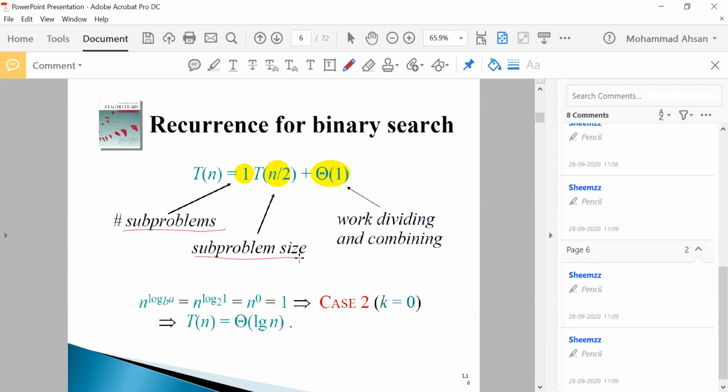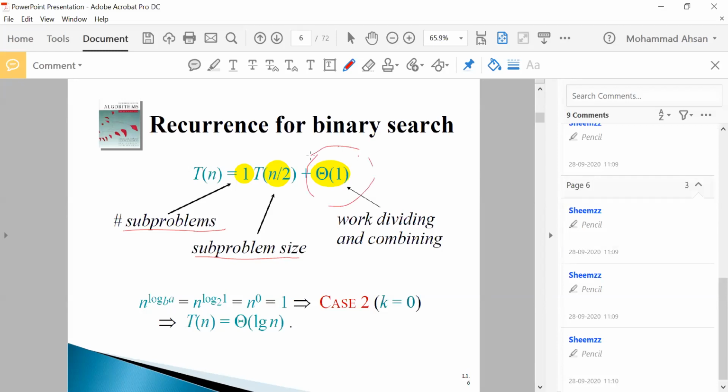And what is the work you take to combine? When you divide, in one step you find the middle index of the array, and that basically helps you divide. In combining, you don't have to do any work. So that's just O of 1.